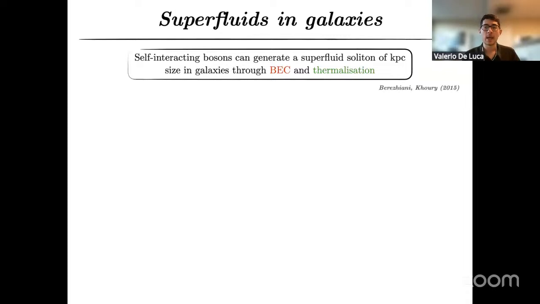Okay. Now, given this background, we can already understand how we can achieve a superfluid state in galaxies. The main conditions for this superfluid soliton to be realized in galaxies, with a size given by the size of a galaxy, so let's say the kiloparsec, are two different conditions, which are, again, Bose-Einstein condensation and thermalization. So let me start with the former.